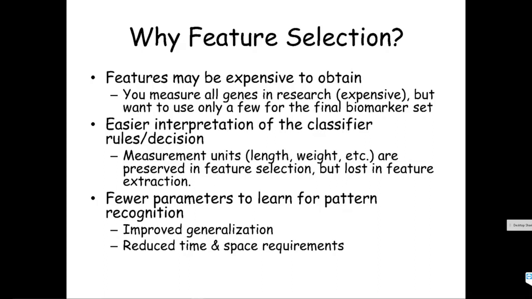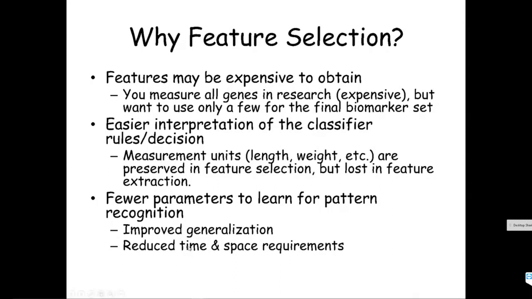So think about decision trees. They will automatically select features, but you will end up with a model that's more easily interpretable if you select a subset of the features.